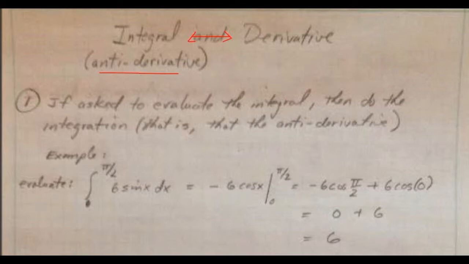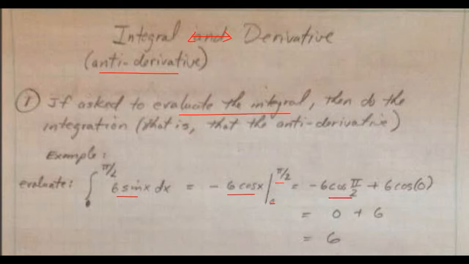You may be asked to evaluate the integral. If that's the case, then you actually do the integration, so you do the antiderivative. Here's an example: the integral from 0 to pi over 2 of 6 sine x dx. Here we're actually evaluating the integral, so we take the integral of this term, and that's negative cosine x, and we evaluate it from 0 to pi over 2.